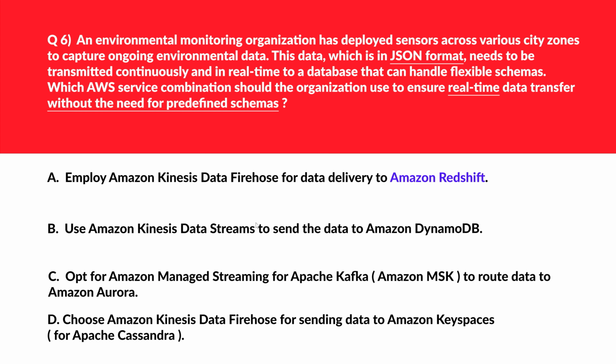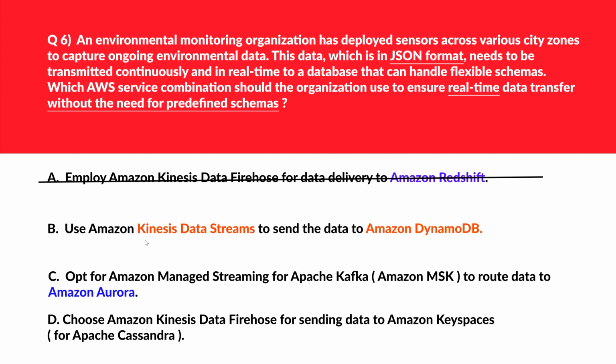Alrighty, let's now look at option A. A says employ Amazon Kinesis Data Firehose for data delivery to Amazon Redshift. As per the requirement of the question, the data needs to be stored without the need for predefined schemas. So Redshift, if we look, requires predefined schemas. Hence, incorrect choice.